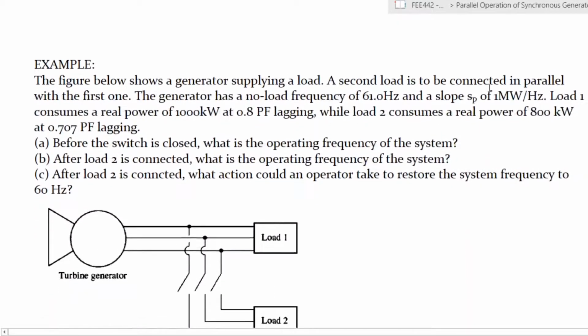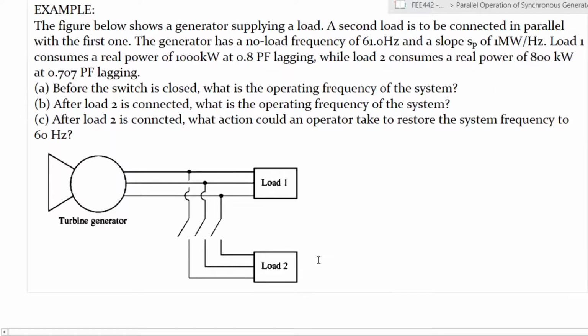So let's move to do an example. Here we are not looking at parallel operation, we're just looking at single operation and the changes that will occur to frequency and terminal voltage when we change the load in a generator. So this is quantifying what we've just talked about, the linear characteristics of generators in terms of active power and reactive power. So you have a generator with a no load frequency of 61 Hertz.